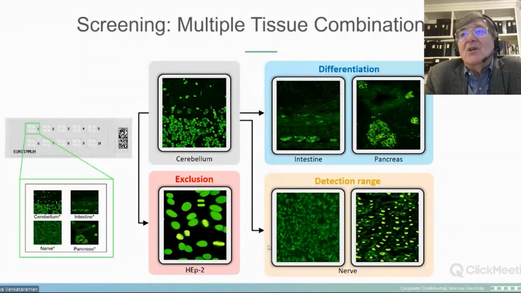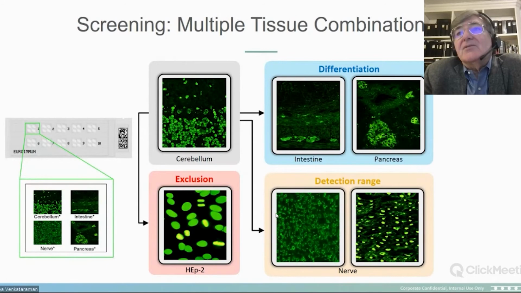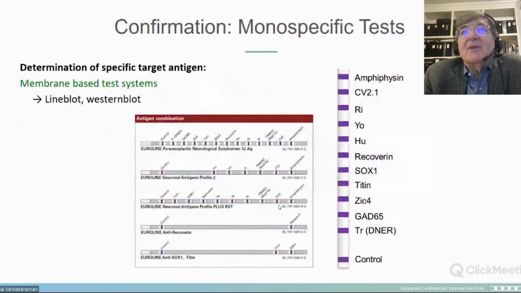So multiple tissues allows you to identify the pattern and the suspected antibody that's responsible. For many of the intracellular antigens, the next step in looking for monospecific confirmation is to do a line blot or Western blot. Now, the line blot represents a significant improvement over Western blots.